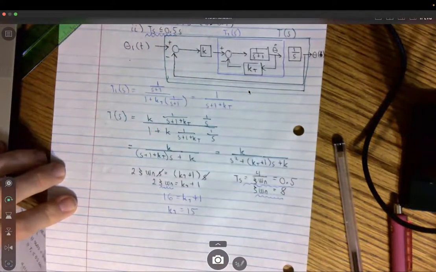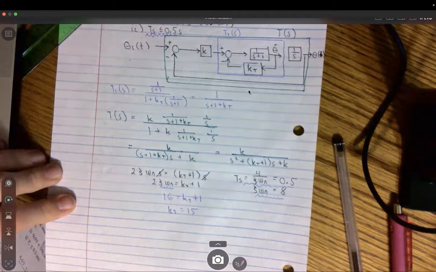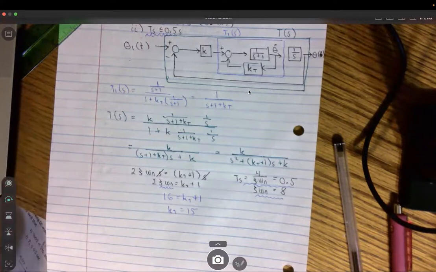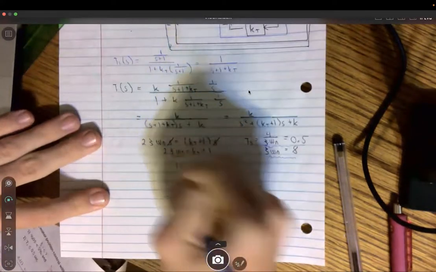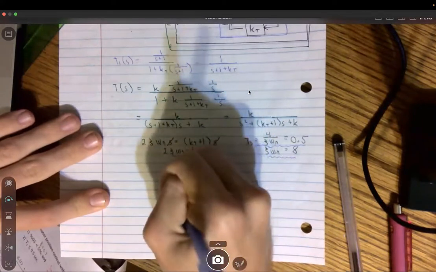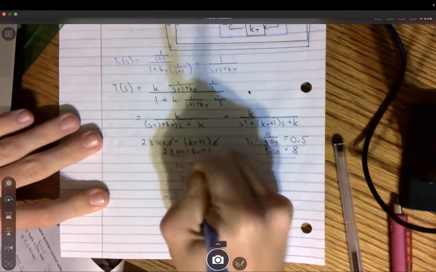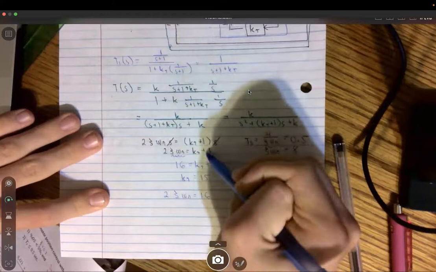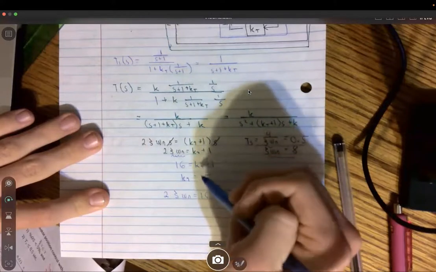And then knowing that, what we were able to determine from this is if you plug back in, then you have your zeta omega n equals 16, because we know that's the right-hand side of the equation now.